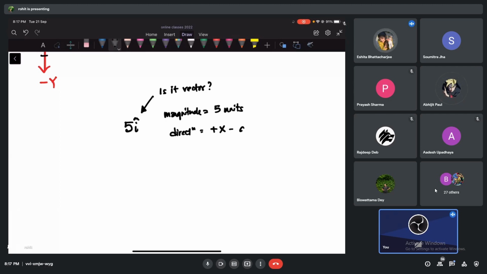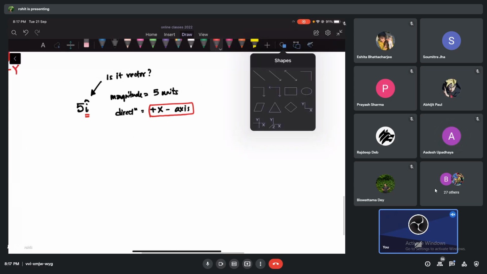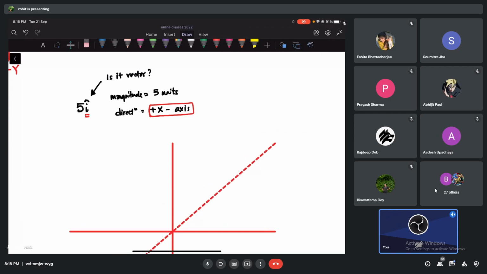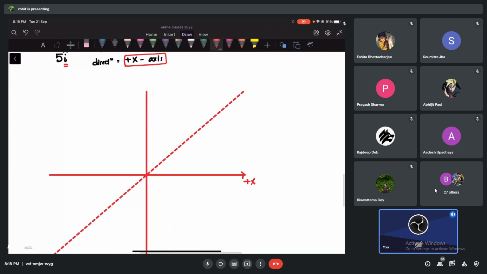Positive x-axis, very good, because the I cap is there, that means it is definitely pointing in the positive x direction. Yes, I'll quickly show you. See, I showed you this again. This is your positive x-axis.